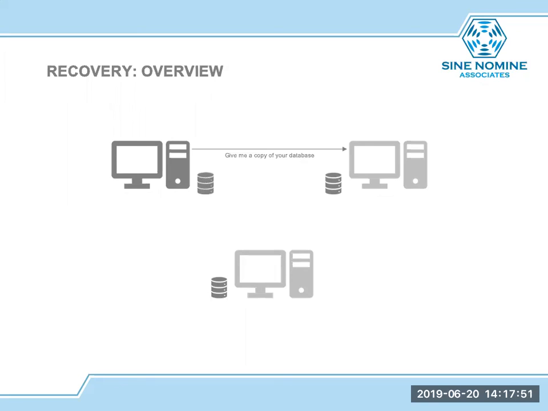The same thing is going to happen with the other remote site. The Sine site is going to send a copy to that site. That site is going to store that copy in a temporary file. And if everything worked as expected, then we can finally replace the live database.